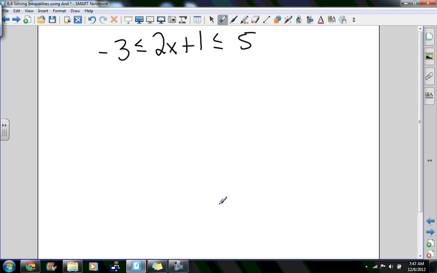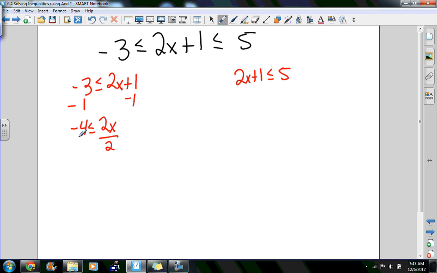Let's do another one. We're getting a little bit tougher here. So we got -3 is less than or equal to 2x plus 1. And over here, we'll do 2x plus 1 is less than or equal to 5. So I'm going to subtract 1. Get -4 is less than or equal to 2x. Divide by 2. And so I get -2 is less than or equal to x. That's 1. And over here, I get 2x is less than or equal to 4. Divide by 2.